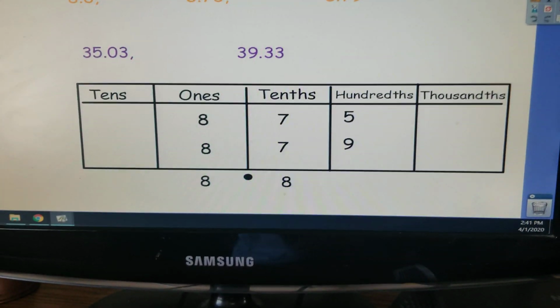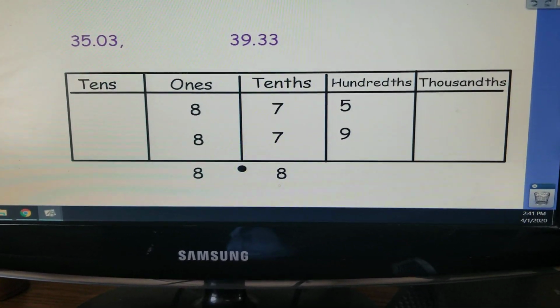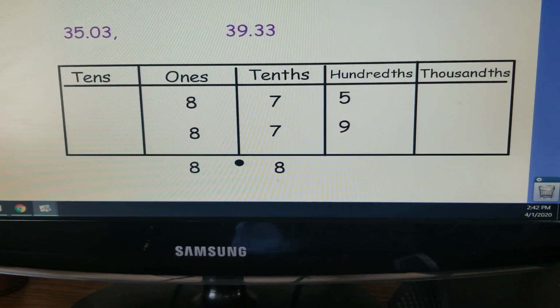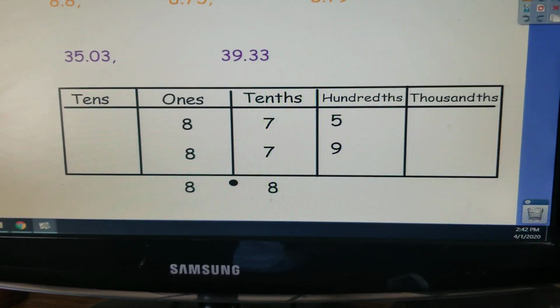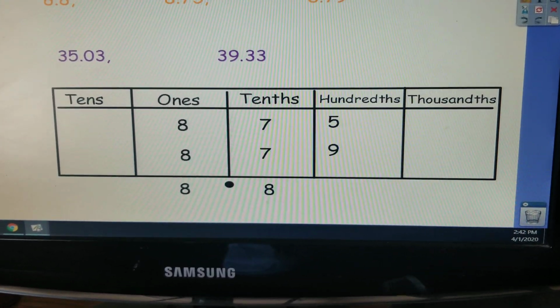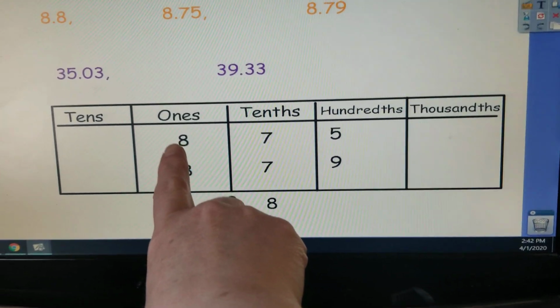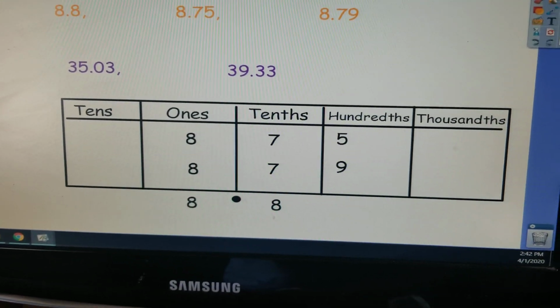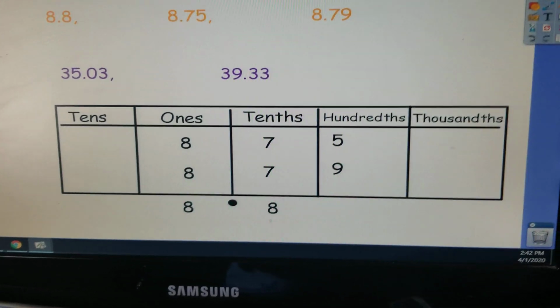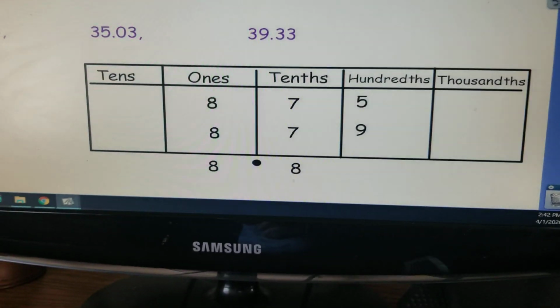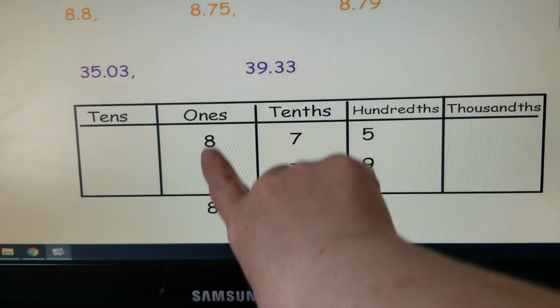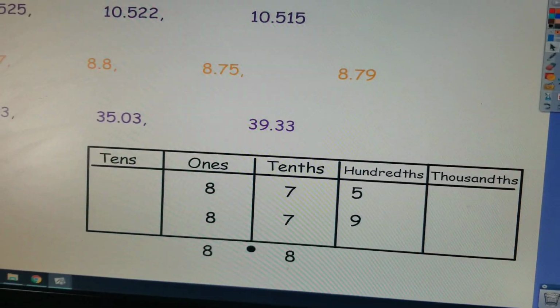You can make one on a piece of paper, or you can print one that I put on the website as a guide, a blank one. You can write the numbers in. You have 8 and 75/100, 8 and 79/100, and 8 and 8/10. So we know that in the ones place, the 8 is the same.